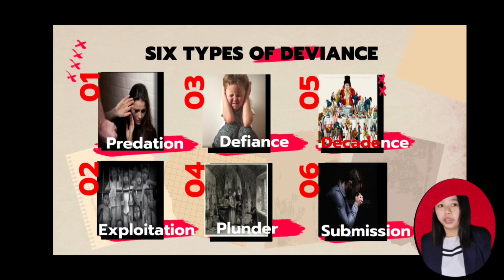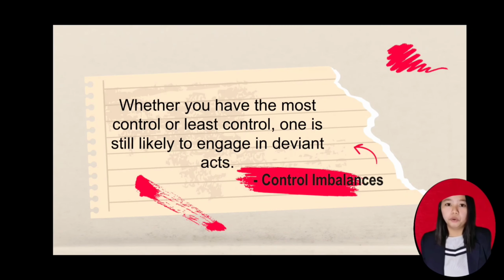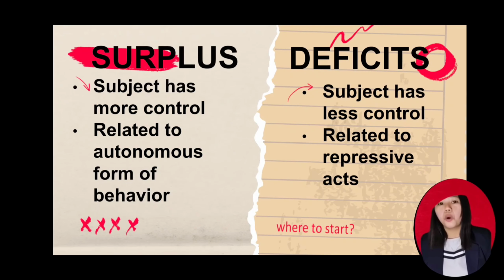Like if Mr. A was ordered to give his money to the bullies, he will give it, because if he doesn't, he will be done for. The original theory also talks about the control imbalances. This is considered the most crucial idea in the theory, not just for driving deviant conduct, but also for determining the specific form of deviance that an individual engages in. Control imbalances can manifest as either surplus or deficits. Let's talk about it.